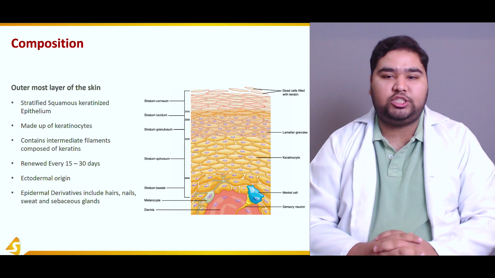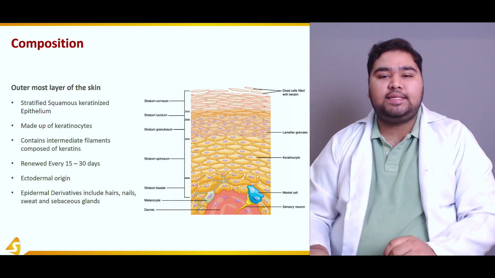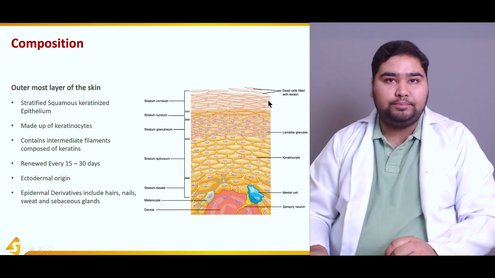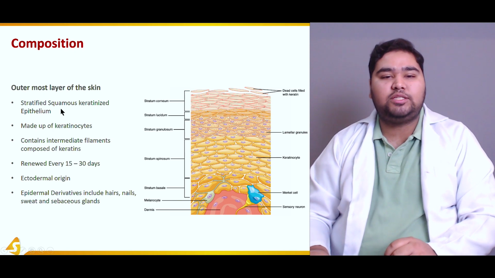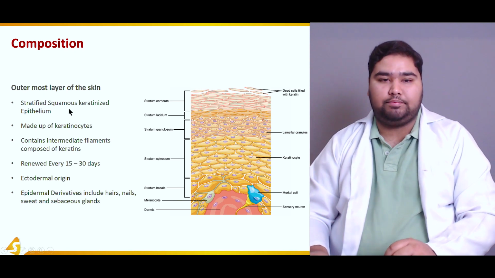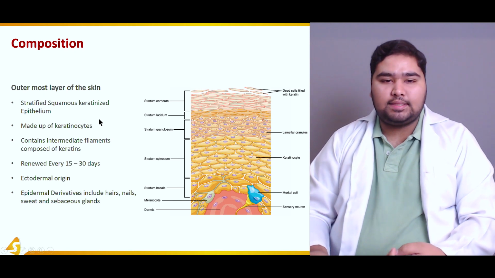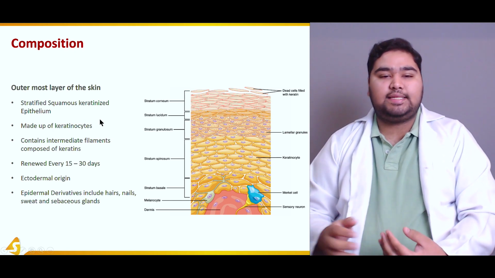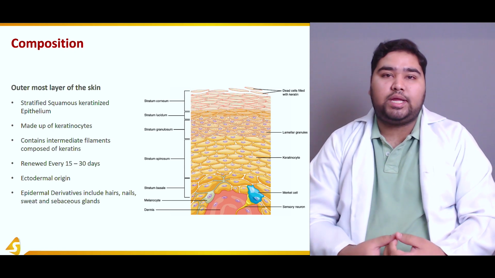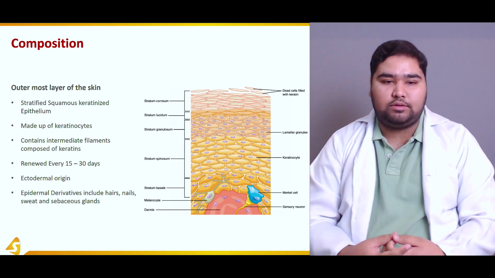First of all, the composition of epidermis. Epidermis is the outermost layer of the skin. It is composed of stratified squamous keratinized epithelium. The individual cells are known as keratinocytes. The keratinocytes contain intermediate filaments which are made up of keratin, hence the name keratinocyte.